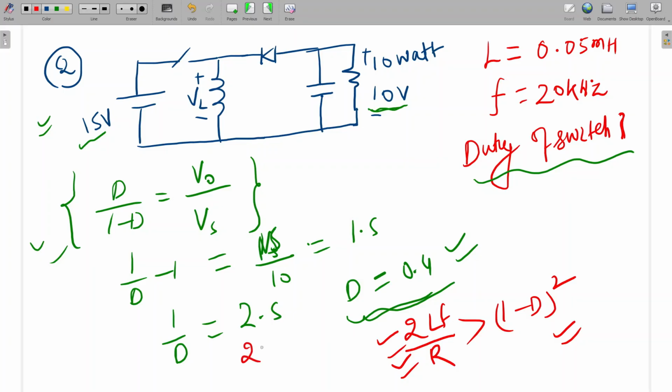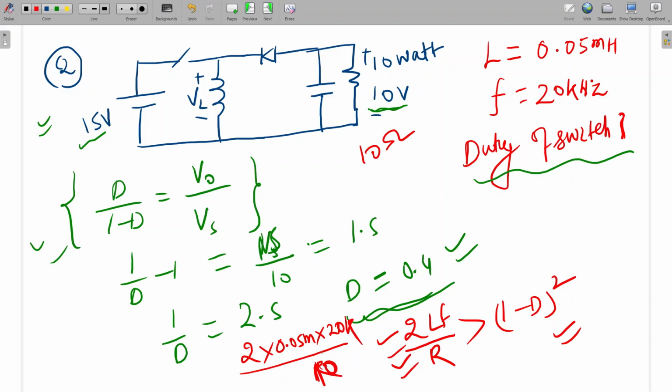2 into L, how much? L value is not given here. 0.05 milli. 0.05 milli into 20K divided by R value will be how much? Can anyone tell from this information? So this voltage is 10 and power is 10. So what will be the value of R? 10 ohm, sir. 10 ohm. So divided by 10.